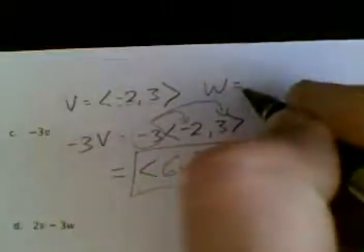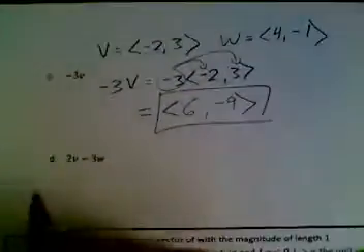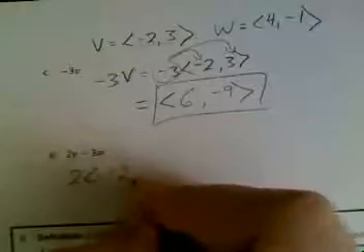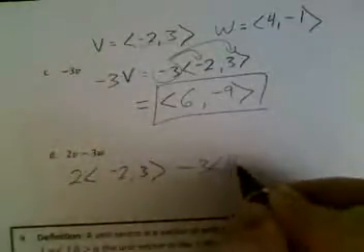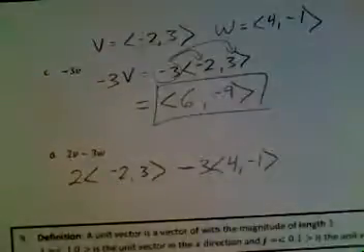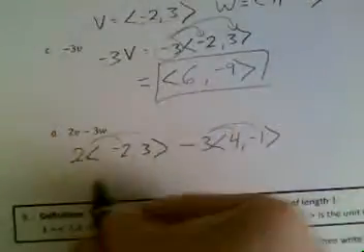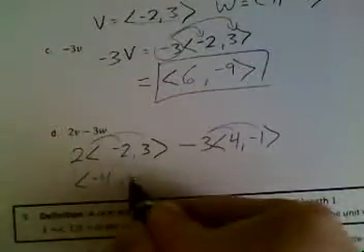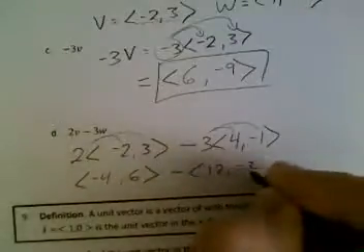Here, I'm going to do the exact same thing. I wrote down V, I'm going to write down W as well. W is supposed to be 4 comma negative 1. In this problem, I want 2 times V, so 2 times negative 2 comma 3, minus 3 times my W, 4 comma negative 1. I'm going to distribute this value in, and I get negative 4 comma 6, minus 12 comma negative 3.